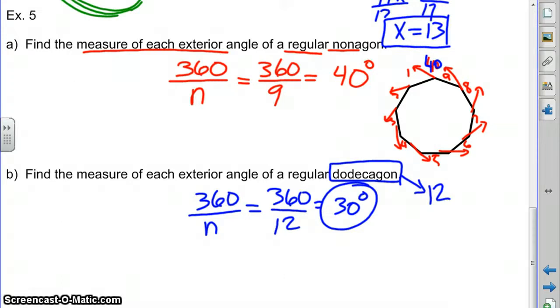So now we can look at interior and exterior angles and figure out missing values, also using some algebra, some x's and y's. And that's it for section 6.1.